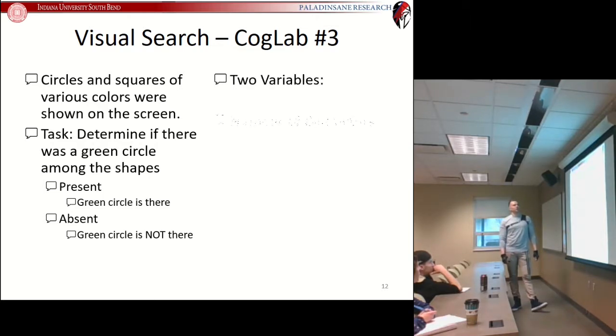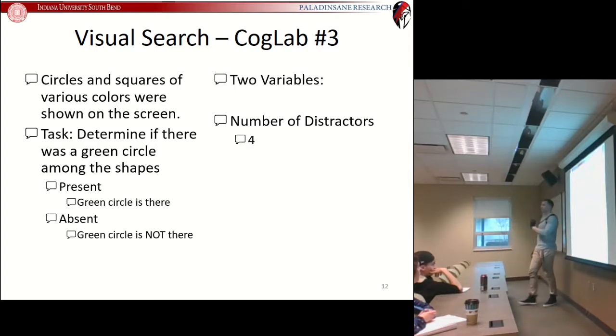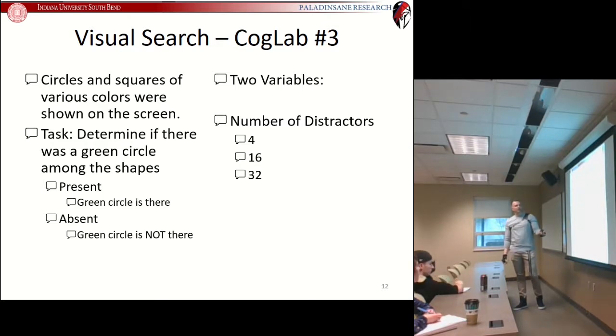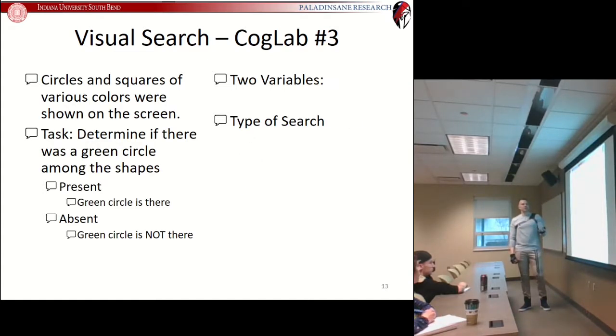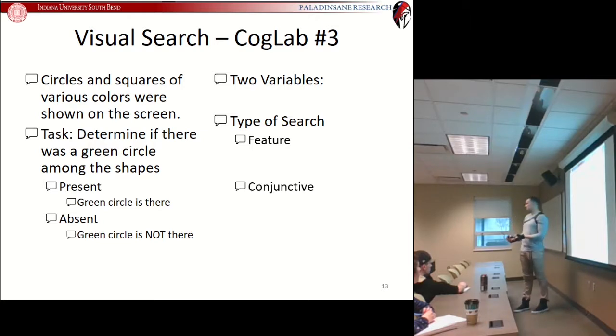So there were two variables. One variable was the number of distractors. You either had 4 distractors, so 4 non-target shapes, or you had 16 distractors, or 32 distractors, or 64 distractors, clouding your screen. And then the other variable was the type of search. This task either required a feature search or what's known as a conjunctive search.